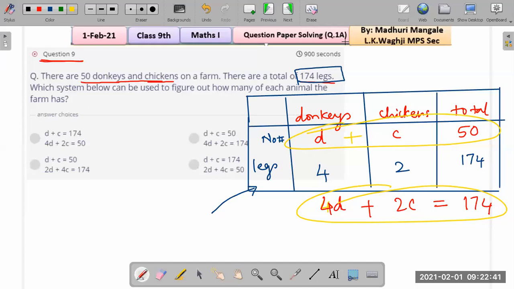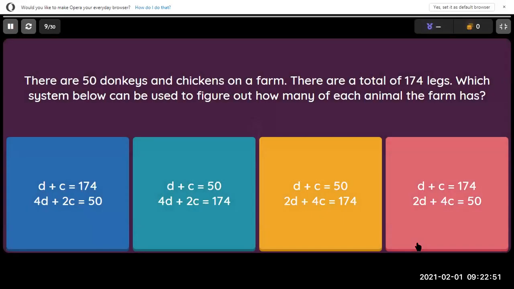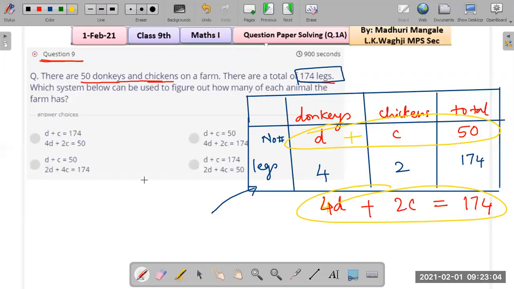Go to the quiz page and there you should be able to see the question. You have to select the correct choice. Be very careful, students. Look at each equation carefully. 4D plus 2C equals 174. Which is the correct choice? Look at it carefully. Don't get confused. This is a tricky question. The choices are a bit tricky.